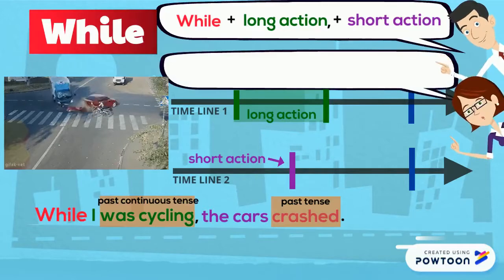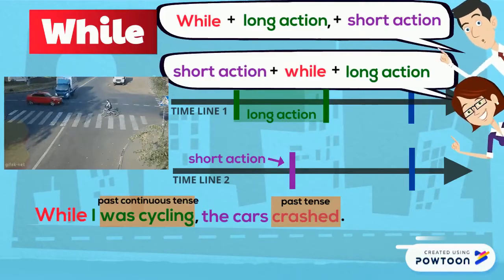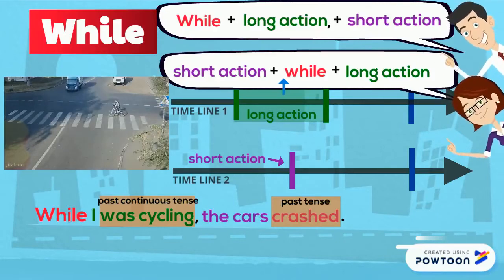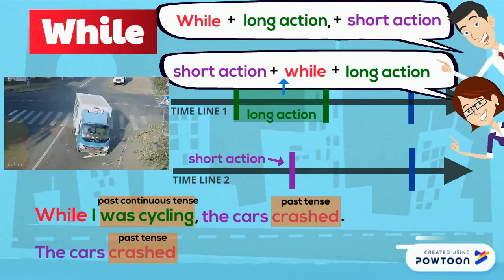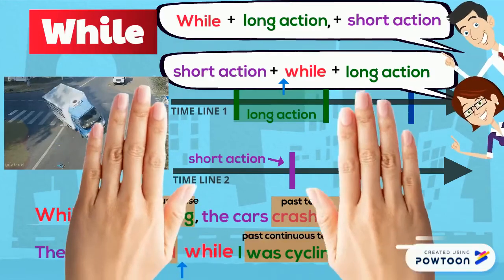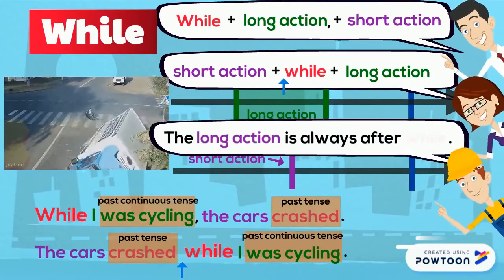We can also write a short action plus while plus a long action. There's no comma before while in the middle of the sentence. So, the car crashed while I was cycling, full stop. Remember, the long action is always after while.